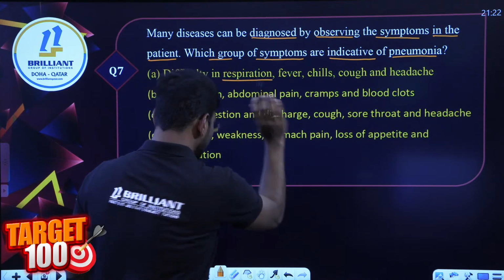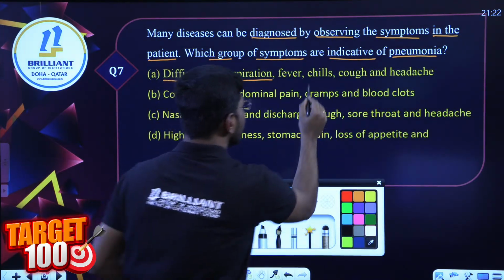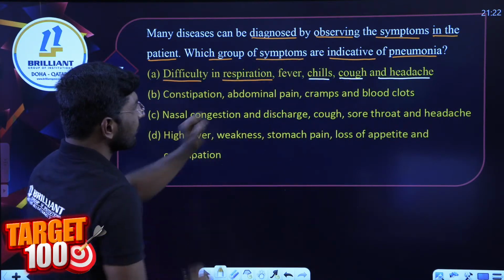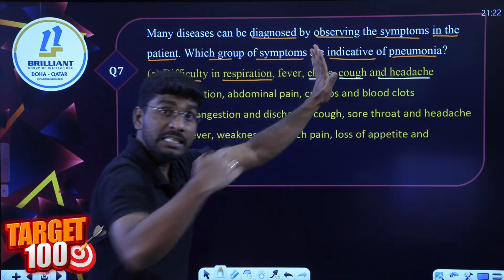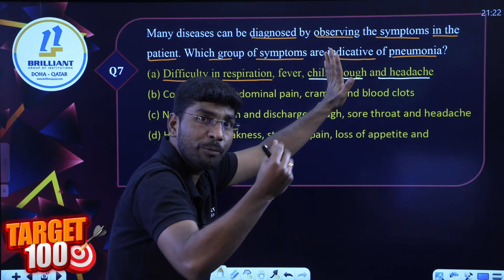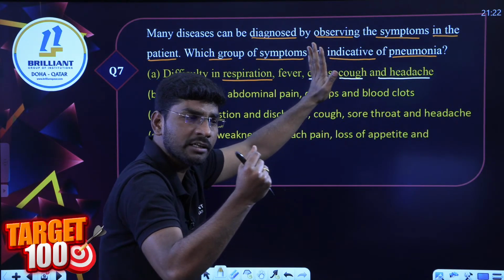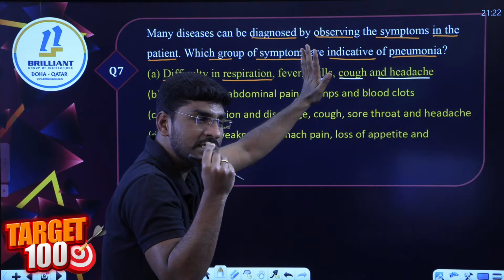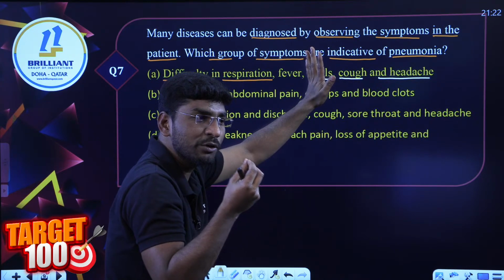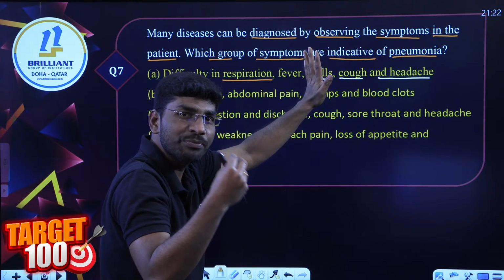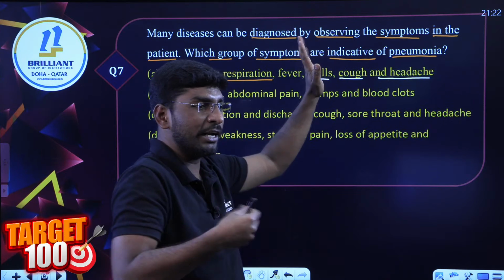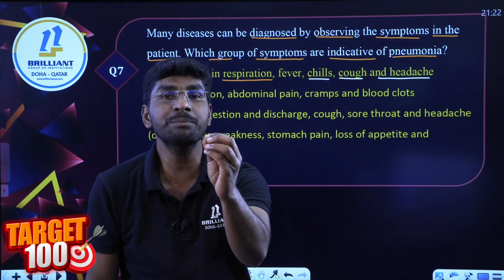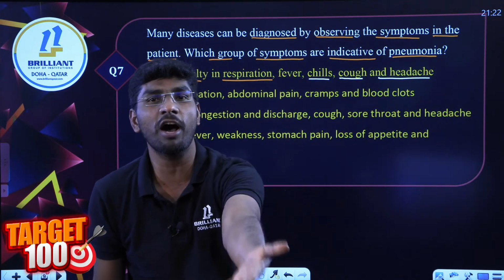Difficulty in respiration, fever, chill, cough and headache. This is the characteristic feature of pneumonia. In severe conditions, pneumonia, one more point is there. Any one of you? Very fast. Something turn into bluish. What are turned into bluish color? Absolutely, very good. Nails and lips are turned from gray color to bluish color.